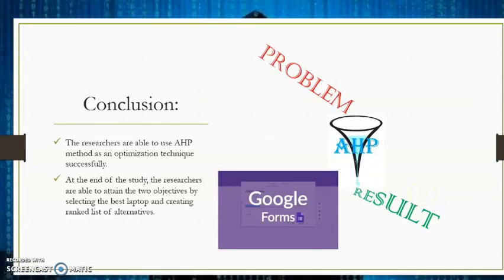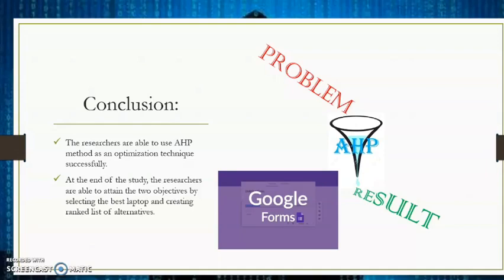In conclusion, the researchers were able to use the AHP method as an optimization technique successfully. At the end of the study, the researchers were able to attain the two objectives by selecting the best laptop and creating rank lists of alternatives.